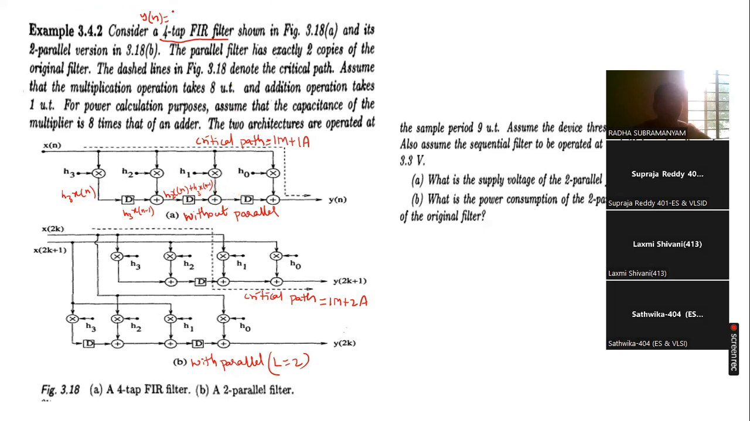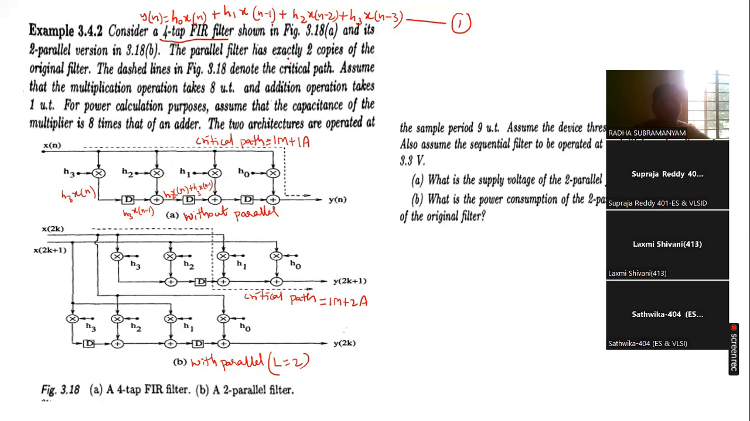The final equation is H0 into X of n plus H1 into X of n minus 1 plus H2 into X of n minus 2 plus H3 into X of n minus 3. This is the 4-tap FIR filter, the equation for the first diagram. Slowly, step by step, you write whatever factors will come after each multiplier and adder. This equation 1 is for the first diagram.